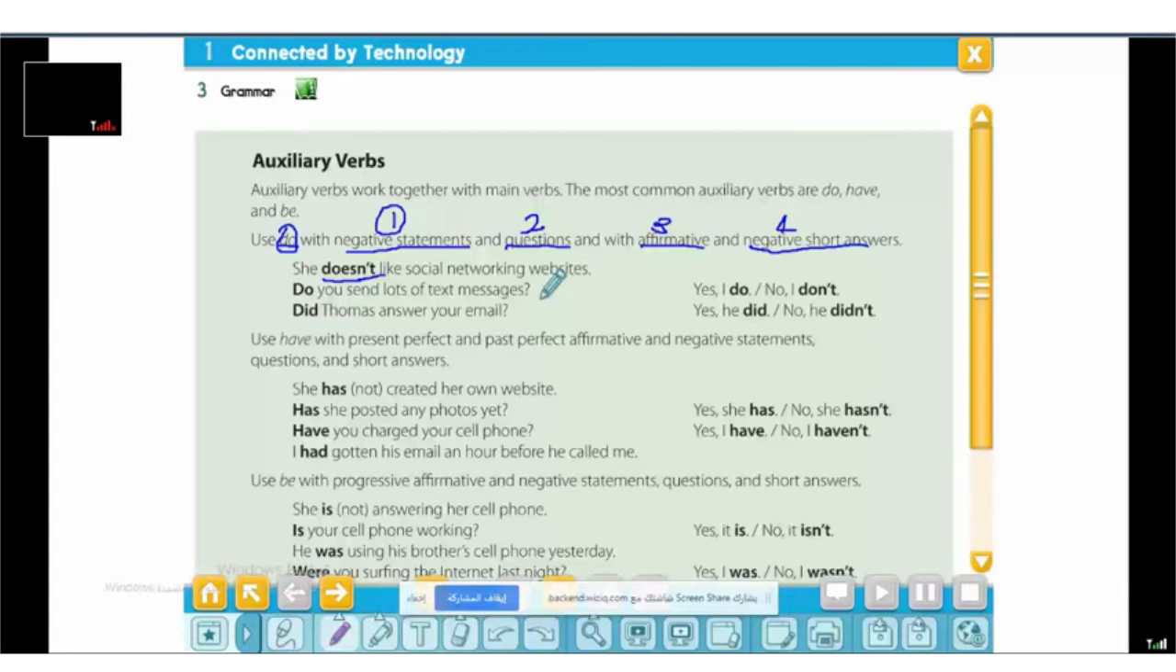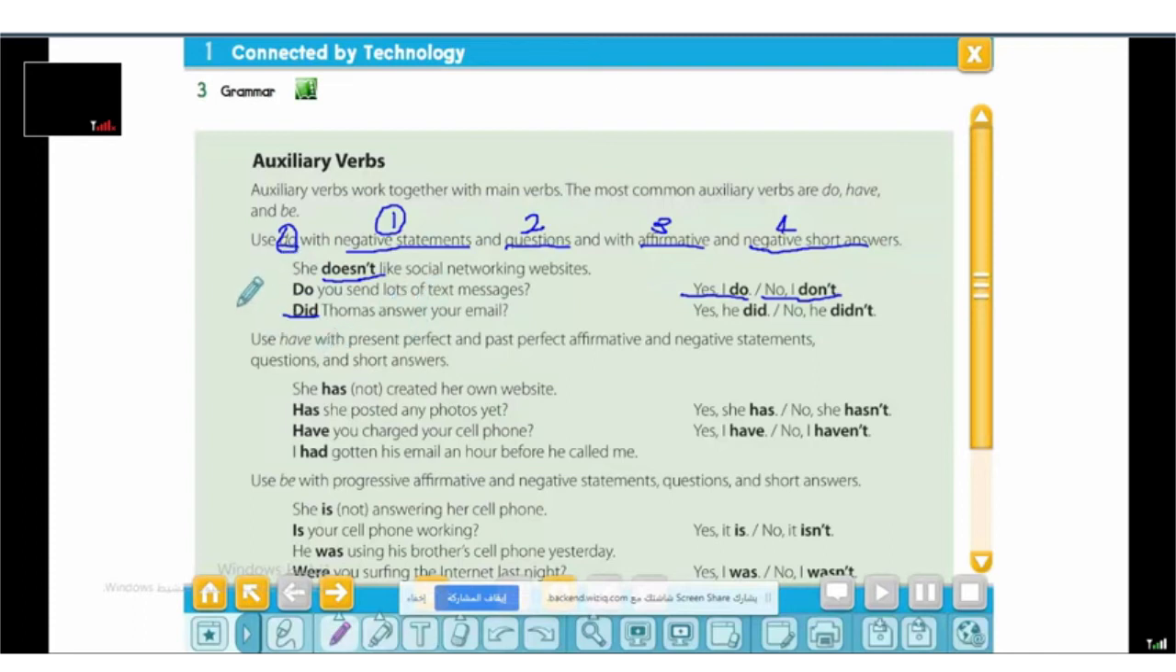Number three, affirmative and negative short answers. This is an affirmative short answer, and this is a negative answer. Number three, affirmative short answer, and number four, negative answer. Here also, did Thomas answer your email? This is a question, number two, question.